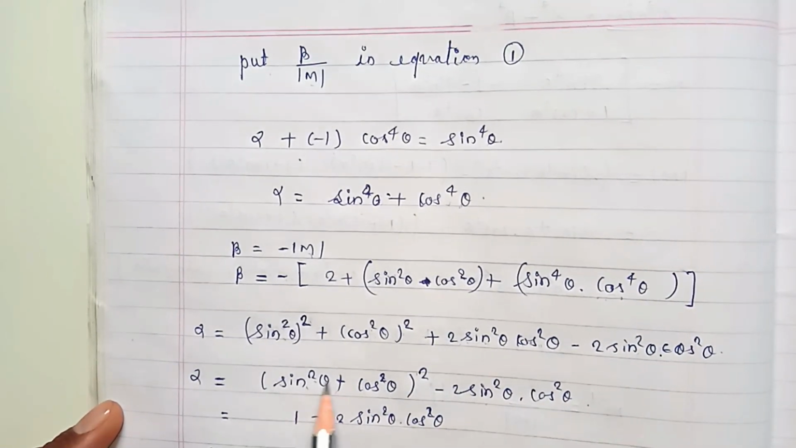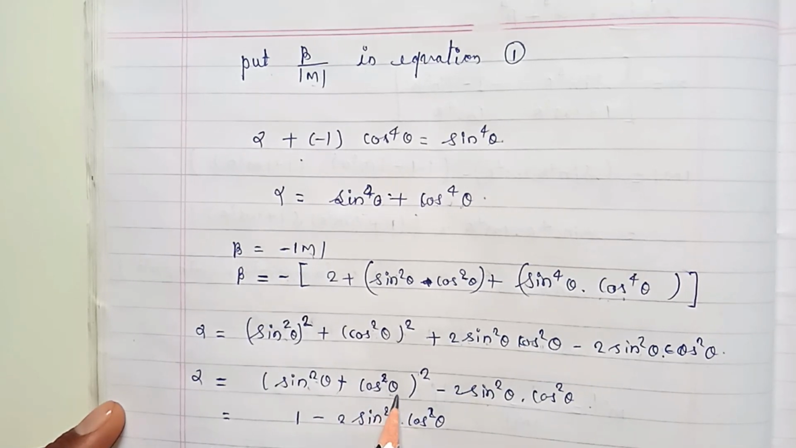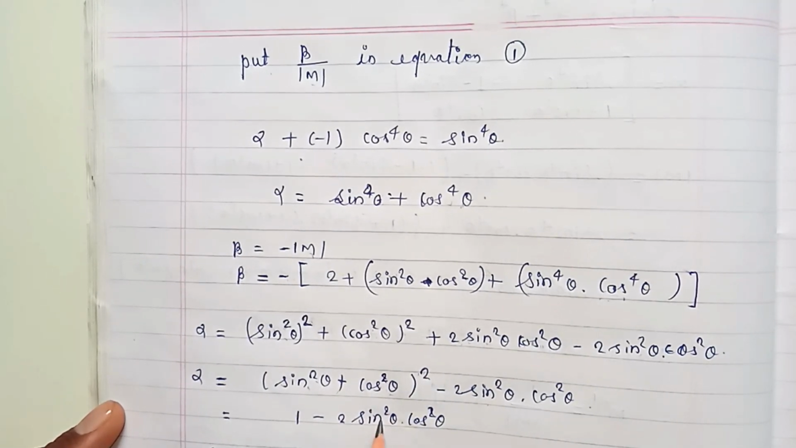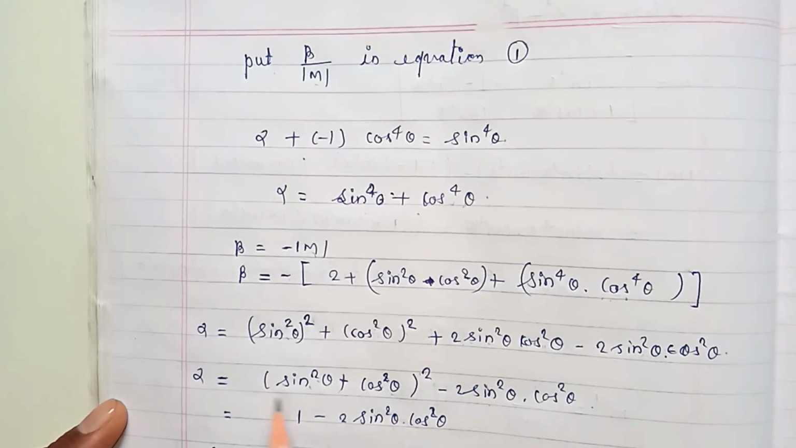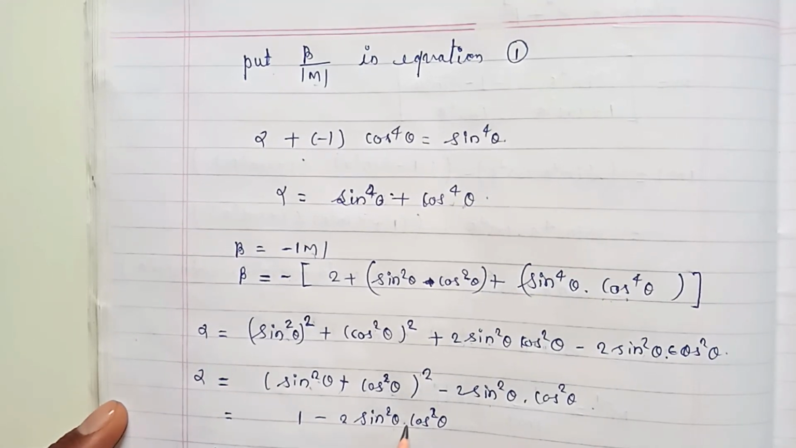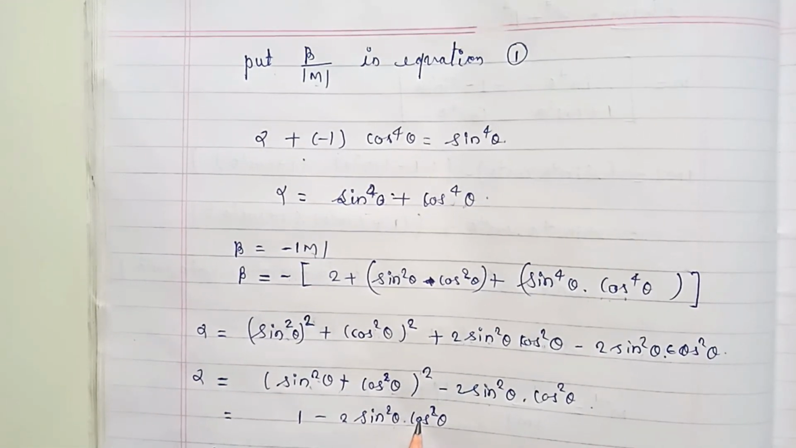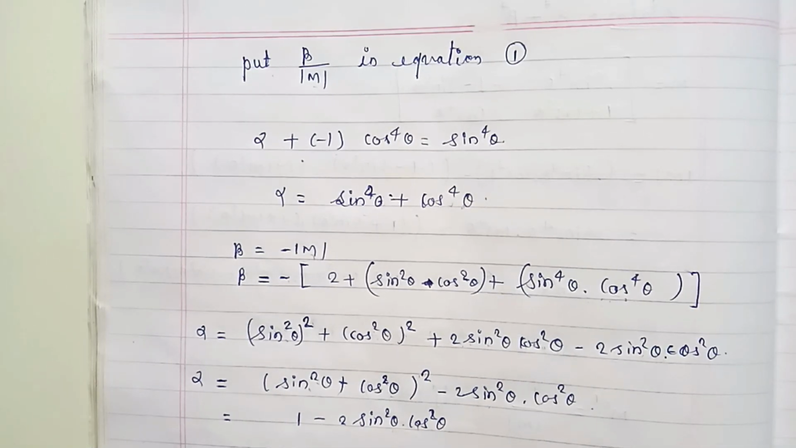Okay, so sine square theta plus cos square theta, the value comes to 1, and 1 square is 1. So negative 2 sine square theta cos square theta is here. Okay, so I got the value for alpha is 1 minus 2 sine square theta cos square theta. So it involves both sine theta and cos theta.